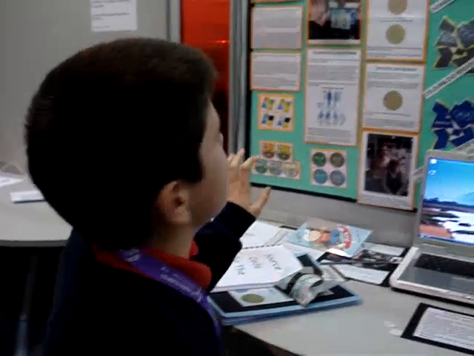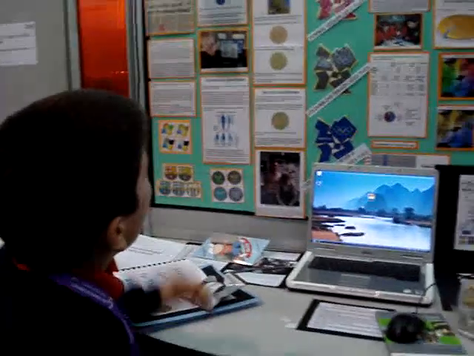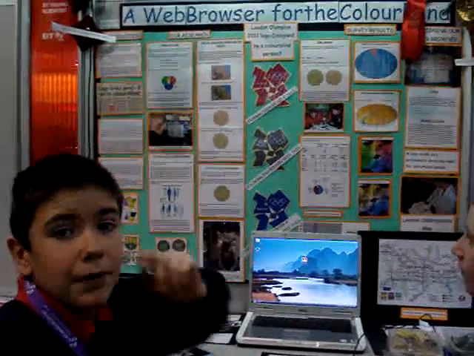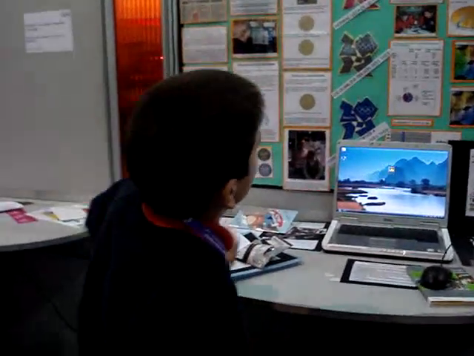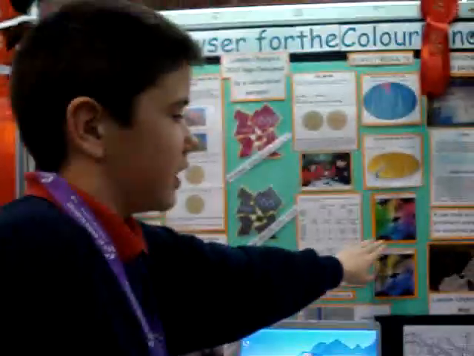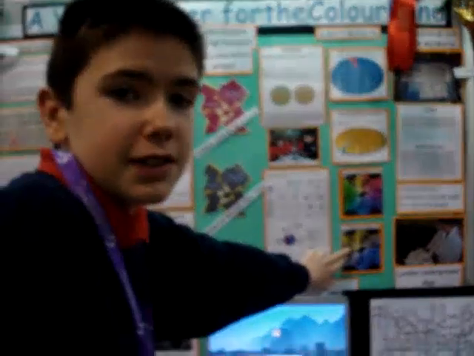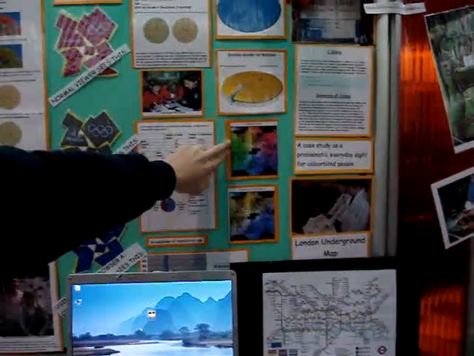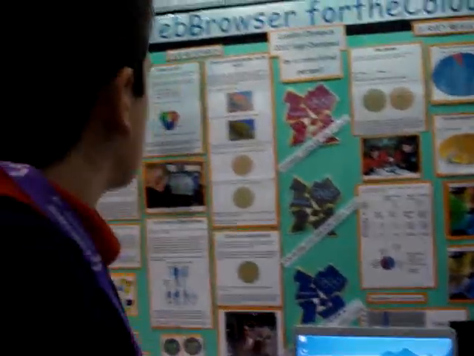Our project is a web browser for the colorblind, and we're from Sutton Park School. Colour blindness is a retinal disability that affects about 1 in 6 males and about 1 in 200 females. It causes colourblind people to mix up reds and greens, but they still see blues very well. This is a colour blindness simulation of this picture. They see the blues very well, but the reds and greens get mixed up.